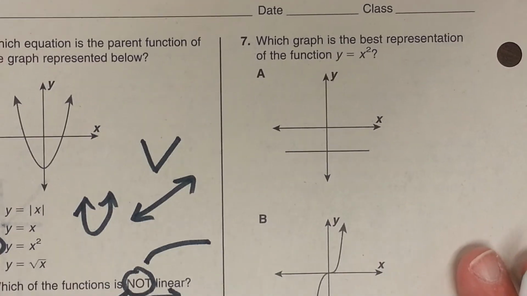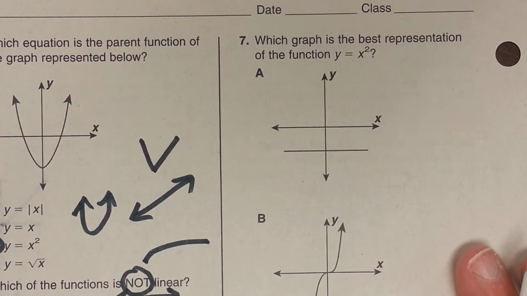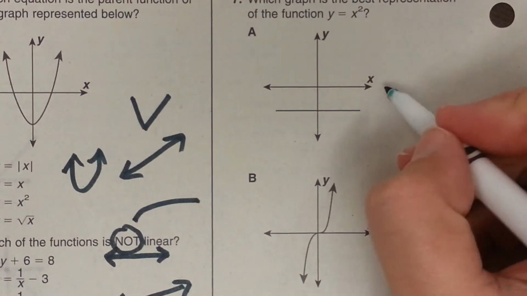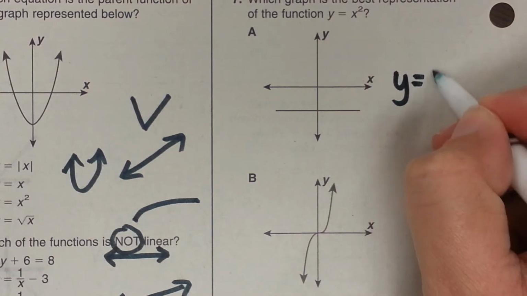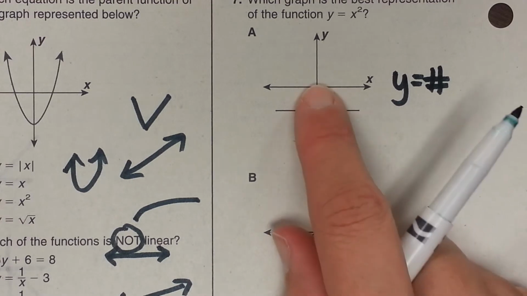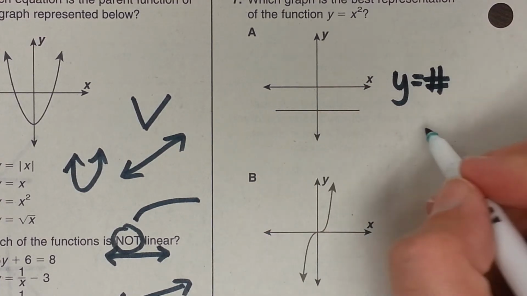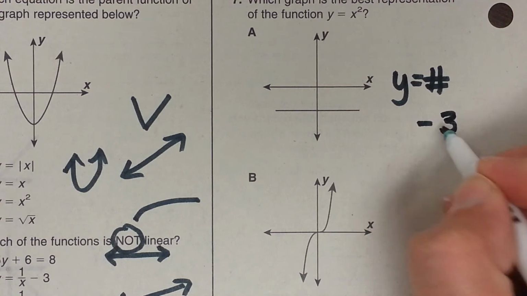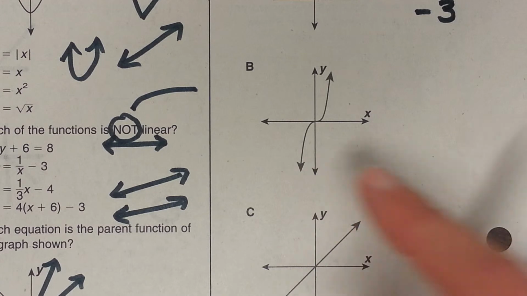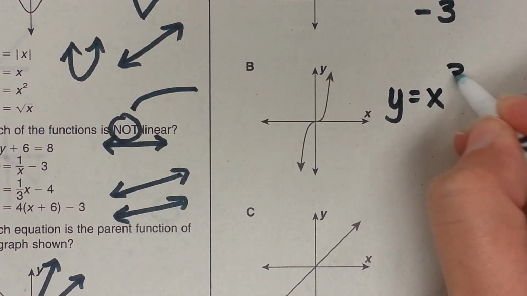And on problem 7, which graph is the best representation of the function y equals x squared? Well, this one is a horizontal line. We should recognize this as y equals some number. And in our case, if this is the x-axis, this is the line that's below it, so it should be a negative number. So probably something like y equals negative 3. For this one, this is one of the cubic functions. This is the one where we have y equals x raised to the third.